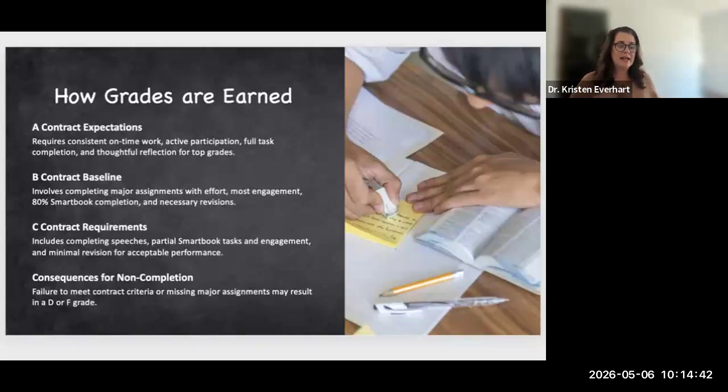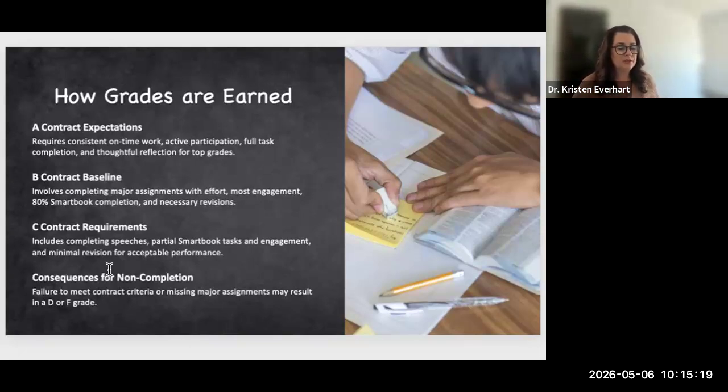B contract is your baseline. It involves completing all of the major assignments. For transfer credit, they have to have a minimum of 3 speeches, and there are certain outcomes that we need to meet. So I use that for the criteria of the baseline, and that they still have heavy engagement. 80% of their smart books are completed and necessary revisions. And I think the attendance or participation part on that one is at 70 or 80%. So it still aligns with that 80%. A is at 90% and C is at 70%.